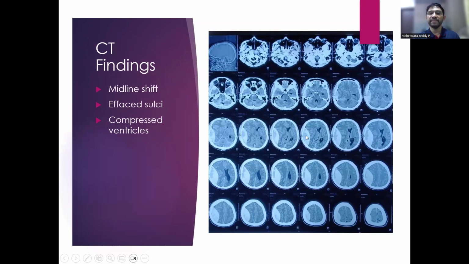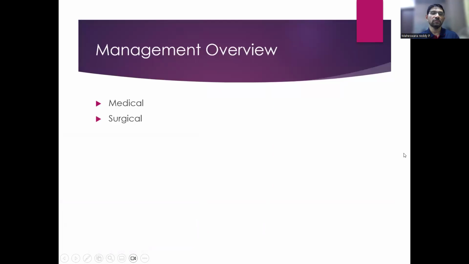In case of raised intracranial pressure, the midline here is shifted. Normally it is supposed to be in this plane. It is shifted to the left side because of the right side EDH. And sulci will be effaced here, and ventricles are compressed. You can see the ventricles are compressed this side. So this is how we can find the increased intracranial pressure. These signs are there.